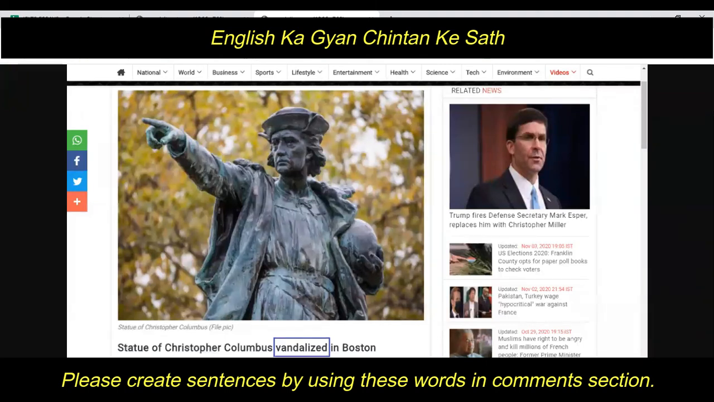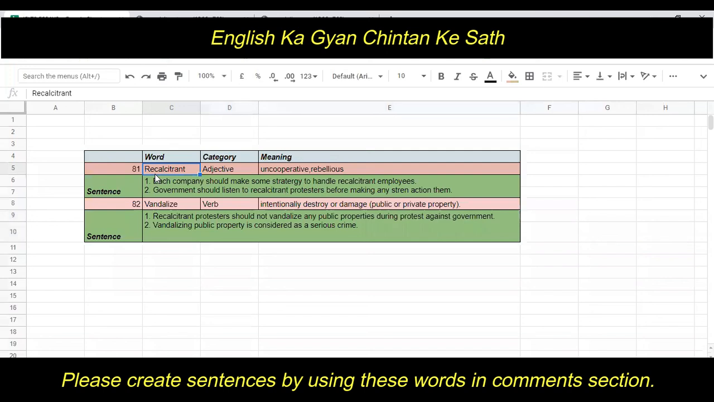Now let me discuss the headline of a news article in which this word vandalized has been utilized. As you can see from the screen, the headline is something like this: Statue of Christopher Columbus vandalized in Boston. It means some individual has destroyed the statue of Christopher Columbus in Boston. So instead of using destroyed, the word vandalized has been utilized, right? So I hope you get the idea for both these words with meaning and with sentences.